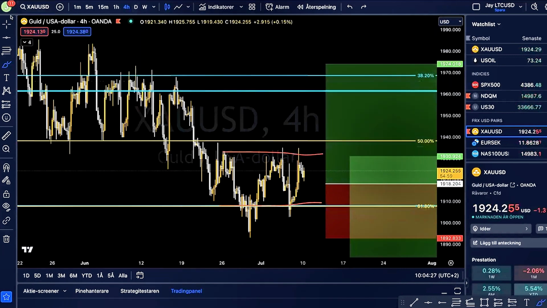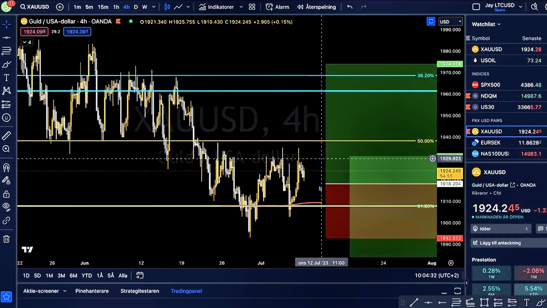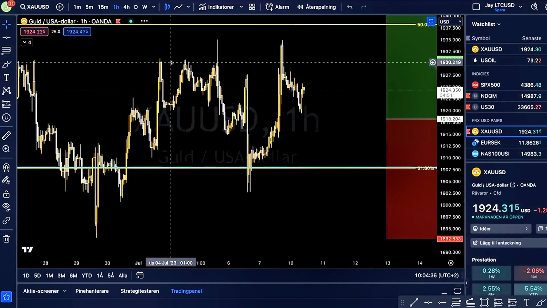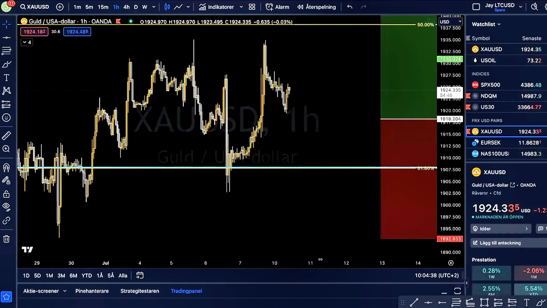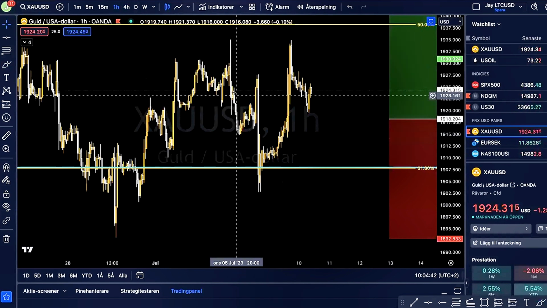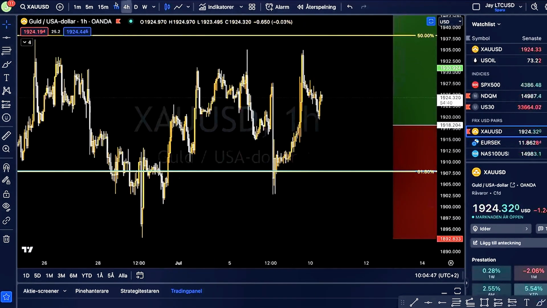But then again, we are still on the 4-hourly time frame. And if we zoom in a little bit more, we see different stuff. This is why it's so important to look at different time frames. We had an uptrend. It's broken.